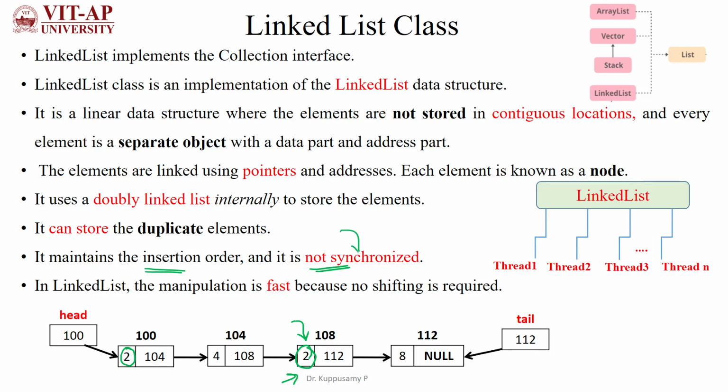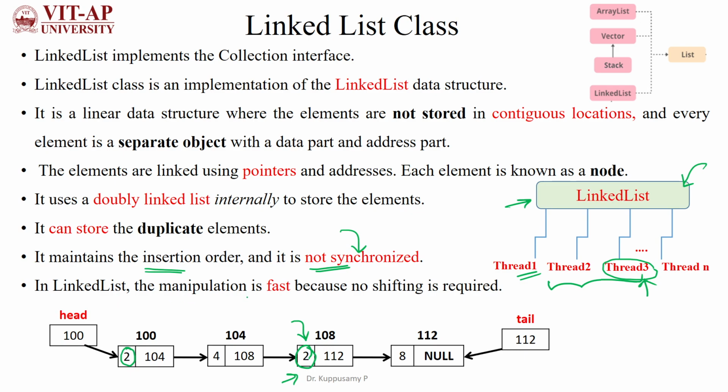Synchronization means that multiple threads can access the linked list object concurrently. Here the synchronization is not maintained by default. So modification of the object is possible when it is being accessed by other threads. The first thread can modify the object while the third thread is accessing it. So synchronization is not maintained here by default.